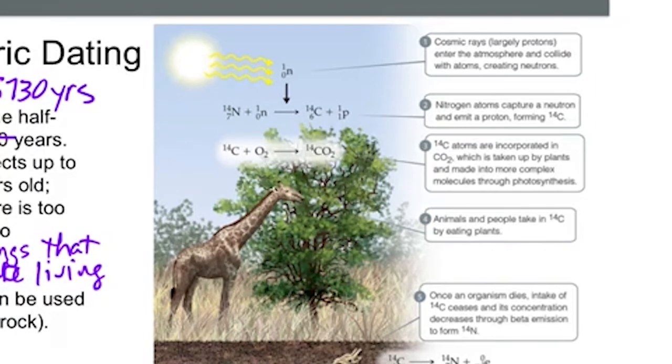Okay. Once an organism dies, the intake of carbon-14 stops. That is the starting point for determining the amount of carbon-14 in that organism, and then thereby dating it. So once the animal stops taking in carbon-14, the carbon-14 concentration decreases through beta emission, as shown in this reaction here. Eventually, after many, many years, you get an immeasurable amount of carbon-14.